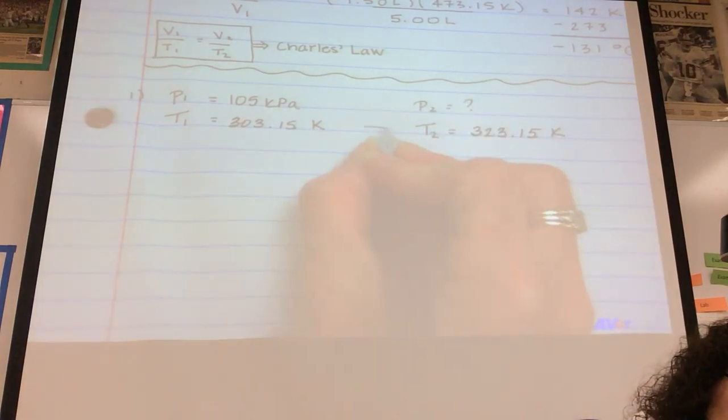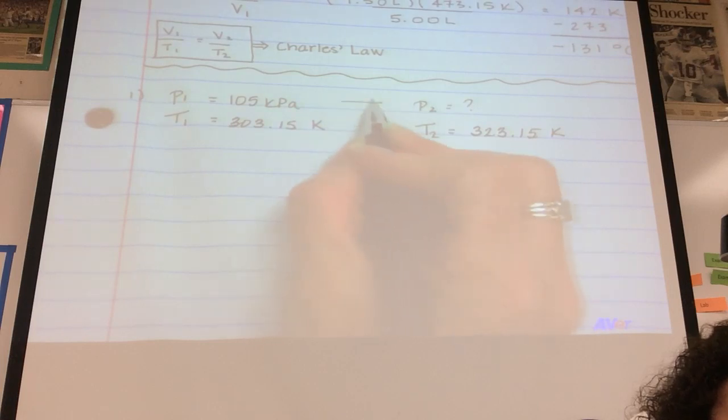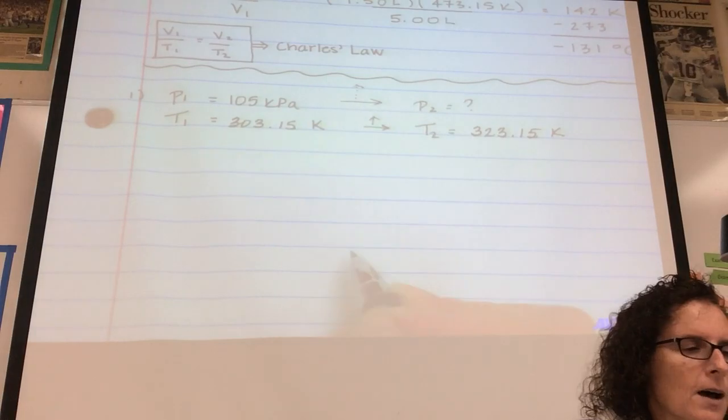Does the temperature increase or decrease? Increase. What would you expect the pressure to do? Increase as well. Try and solve that one.